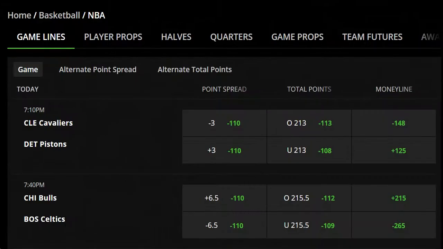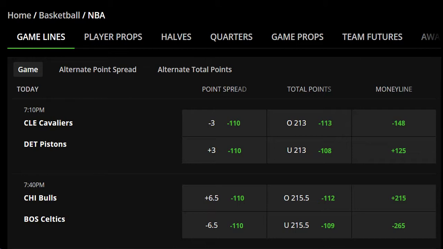Let's look at a real life example from DraftKings on some NBA games that are going on tonight. Okay, let's look at the Cleveland Cavalier-Detroit Piston game tonight at 7:10 p.m. Firstly, we see the point spread of -3 -110 and +3 -110. We've gone over that in the point spread video, as I said before. Now, you'll see something very similar in that second column for total points. You have an O 213 -113, then a U 213 -108.